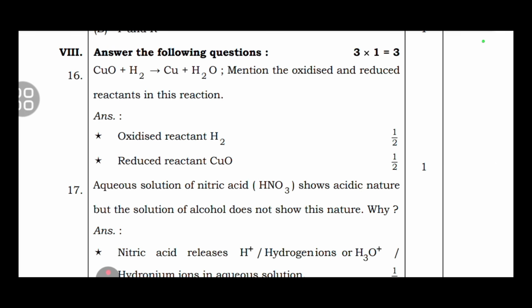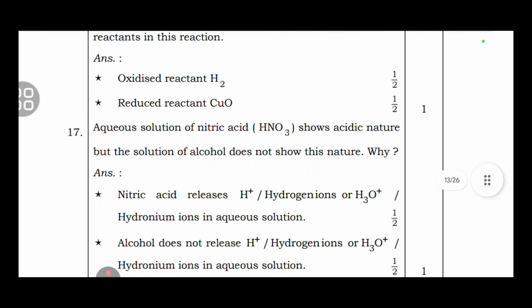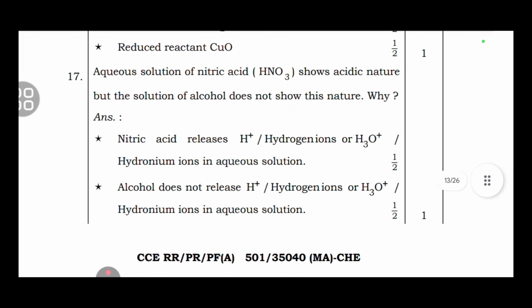So coming to the 16th question: Cu plus H2 gives Cu plus H2O; mention the oxidized and reduced substances. This is also a fixed question. They will ask one question from chemical reactions and equations related to reduction and oxidation processes. 17th question: an aqueous solution of nitric acid, HNO3, shows acidic nature, but the solution of alcohol does not show this nature. Why? Here is the answer.